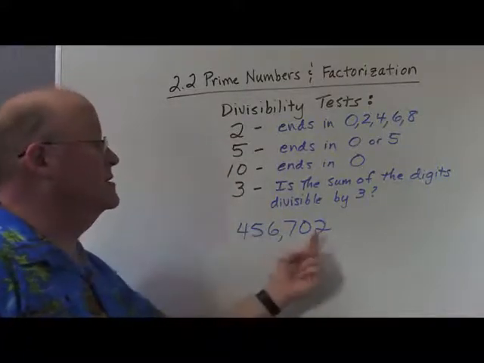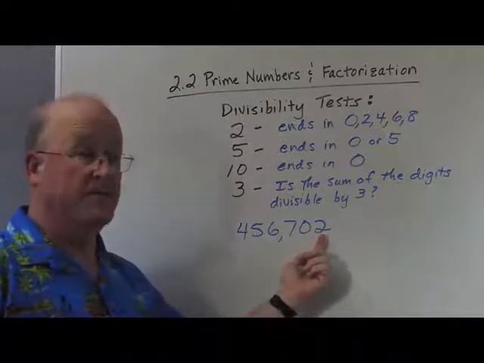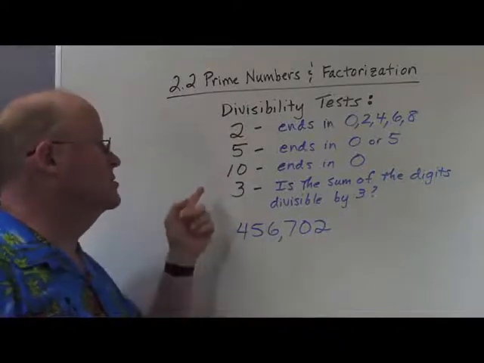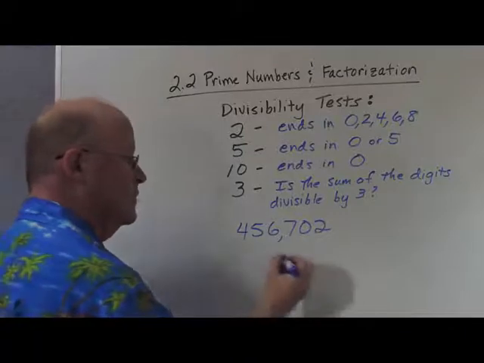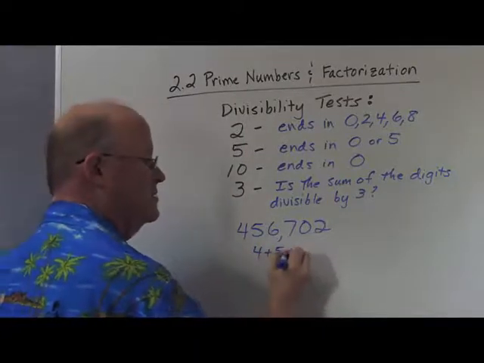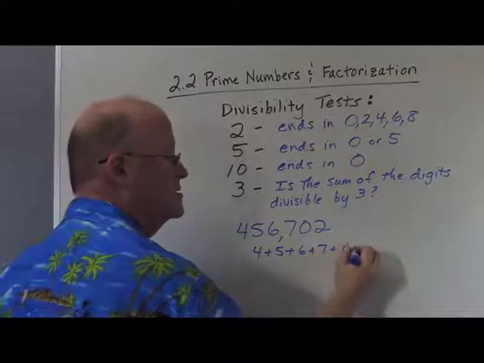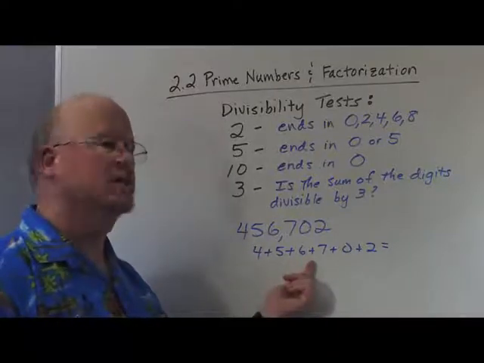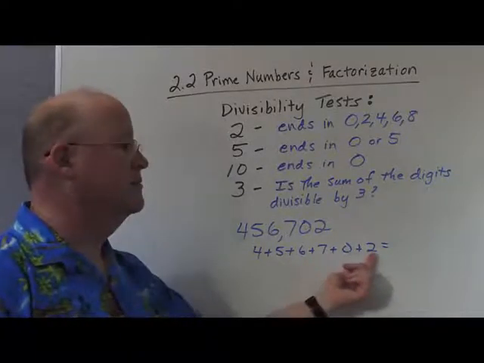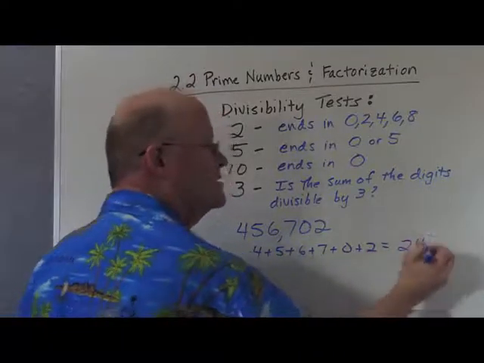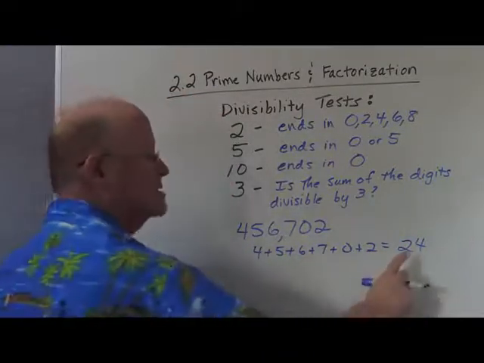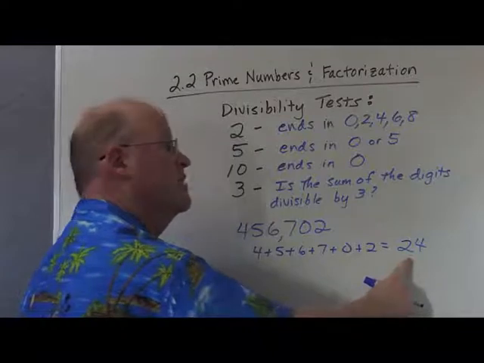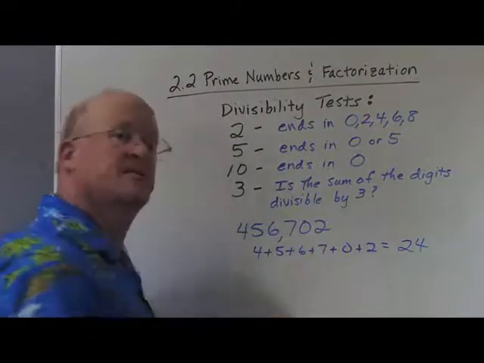Does 5 go into this number? No. It doesn't end in a 0 or a 5. Does 10 go into this number? No. It does not end in a 0. Does 3 go into the number? Well, we're going to look at the digits and go 4 plus 5 plus 6 plus 7 plus 0 plus 2. Well, that adds up to 9 plus 6 is 15, plus 7 is 22, plus 2 is 24. That is the sum of the digits. And then we ask, does 3 go into 24? Yes, 3 goes into 24 8 times. Therefore, this number is divisible by 3.